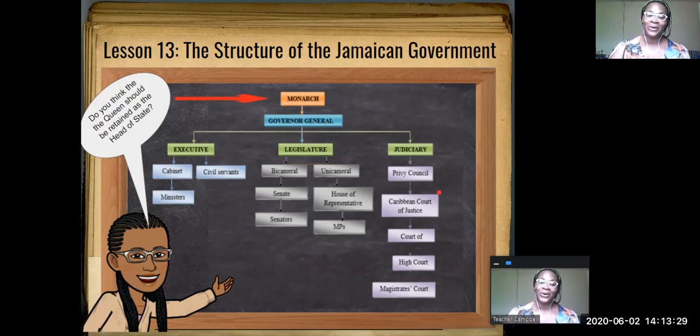Now, the monarch question, and you're asked to answer this in Renweb. Do you think the Queen should be retained as the head of state? We are an independent country, so why do we still have the Queen? Do you think we should have the Queen as the head of state, or do you think we should not? But when you give me your answers, please give reasons for your answers.